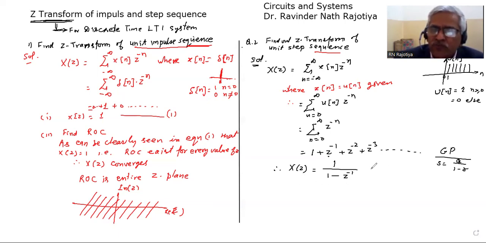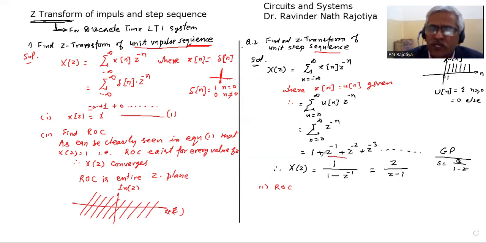If you wish to write it further, I can write z power of minus 1 as 1 by z, and taking the LCM, z minus 1 and z will go up. So this will be z upon z minus 1. But this is all for finding out the first part. The second part is that you need to find out the ROC.